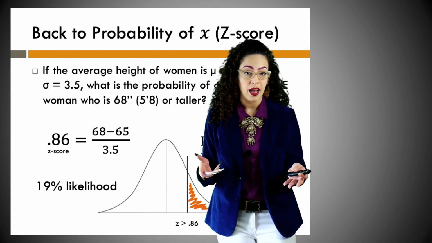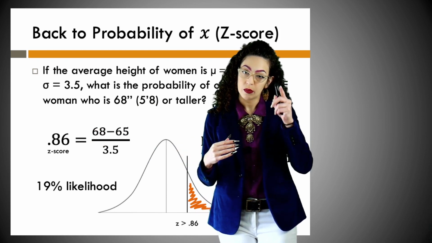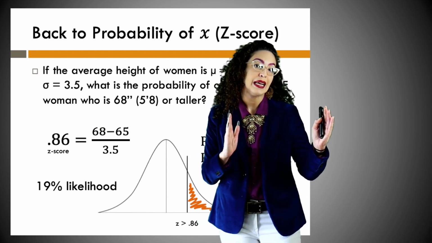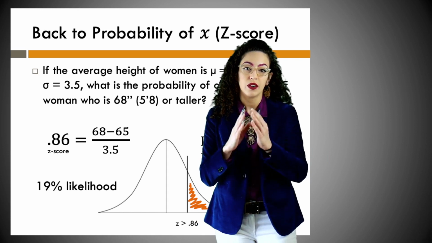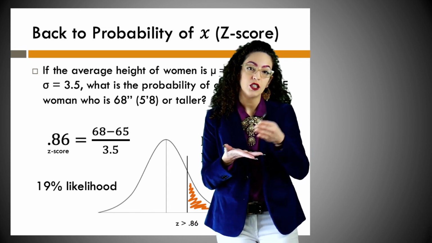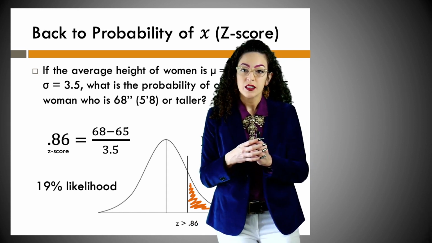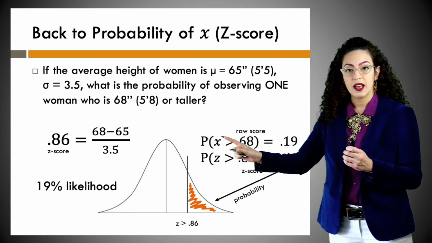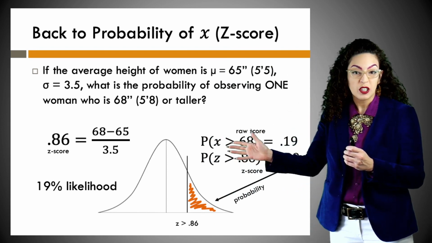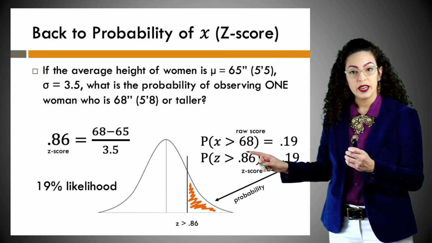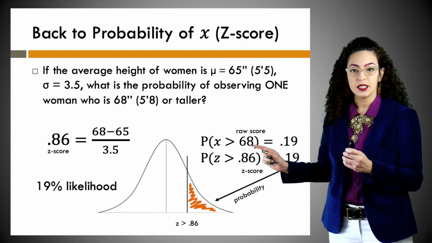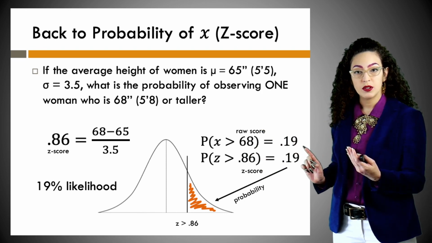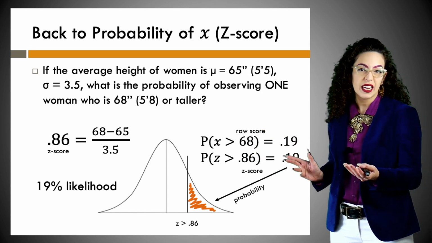Then what do we do with that? We go to that table, we look up that number, and we look for the proportion in the tail, because in this case we're looking for 68 inches or above. Remember, we're asking what is the probability of X, a female, being taller than 68 inches. If we look up that probability on the unit table, we find that it is about a 19% chance.